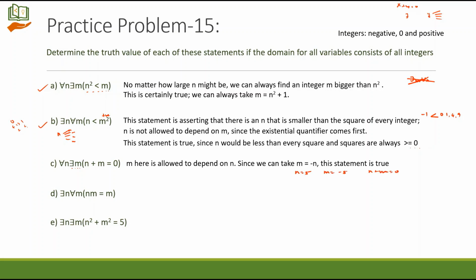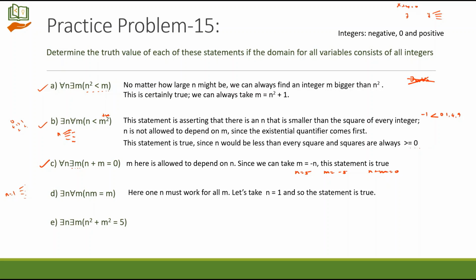Ultimately, n plus m will give you 0. What about D? There is an n. So you have to choose n for all m, which will make n times m equal to m. Now let's take n is equal to 1. 1 times any number will give you the same number. So 1 as n must work for all m. So let's take n is equal to 1, and so the statement is true.